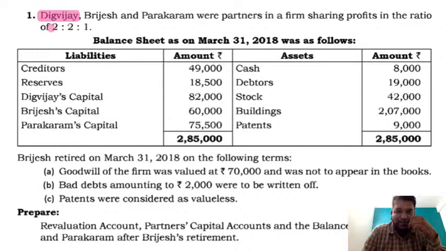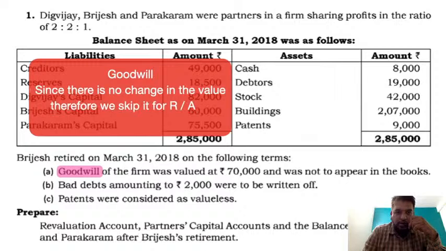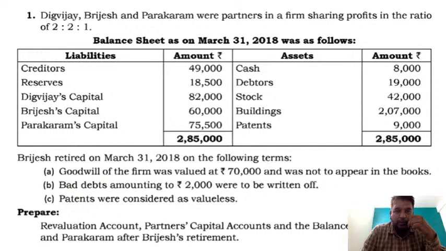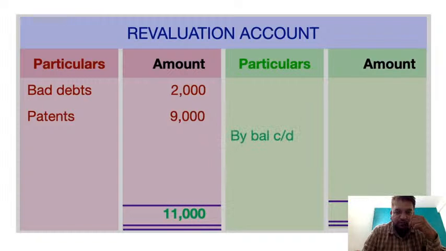The next entry is the bad debts. Bad debts is 2000 rupees, which needs to be written off. So we will write it on the debit side of the revaluation account. And then patents is 9000 rupees. So bad debts we write 2000 rupees on the debit side, patents we write 9000 rupees, because we are writing it off, just now I told you. So the total loss made by the company is 11000 rupees.